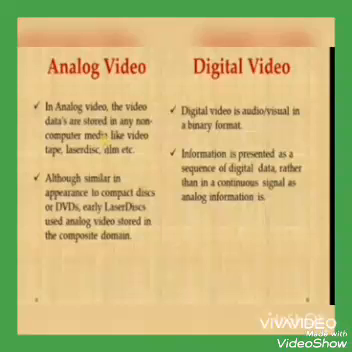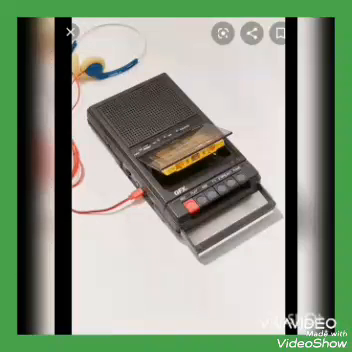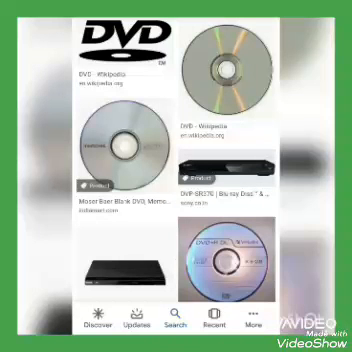In analog video, although similar in appearance to compact discs or DVDs, early laserdiscs used analog video stored in the composite domain. Whereas in digital video, information is presented as a sequence of digital data rather than a continuous signal as analog information. See this one. This is the laser disc which was used in previous days, and this is the tape recorder, and the next one is DVD which is used nowadays.